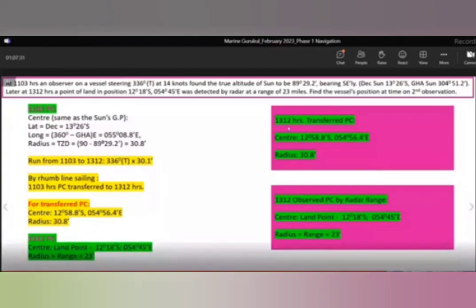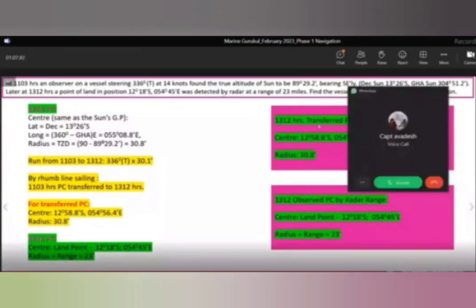Okay. Now at 1312, we have a point of land whose radar range is known to us. So we can also draw a PC using this. We have the point of land coordinates.